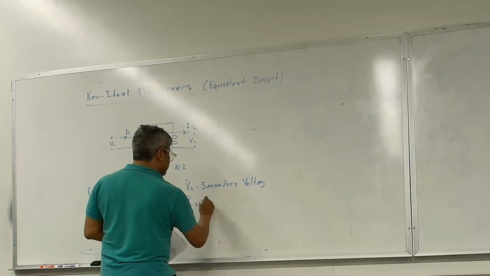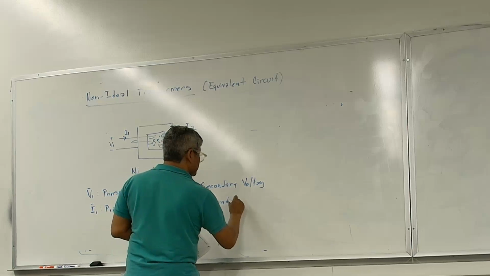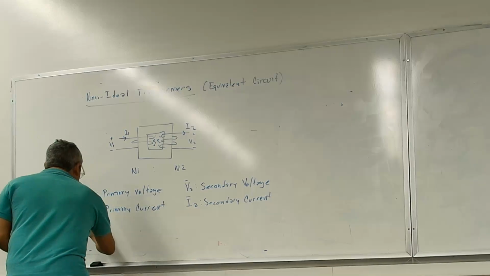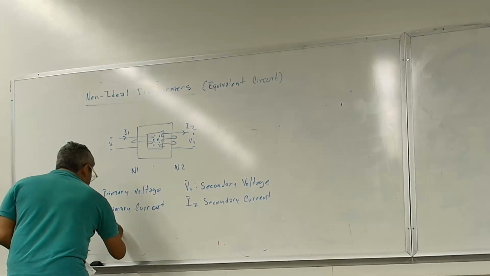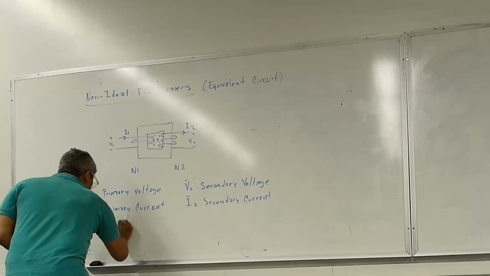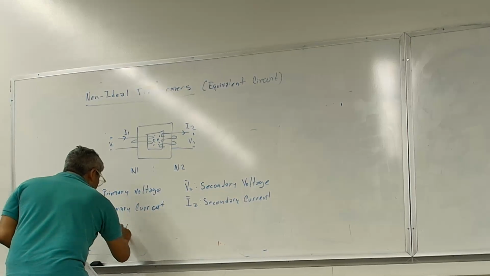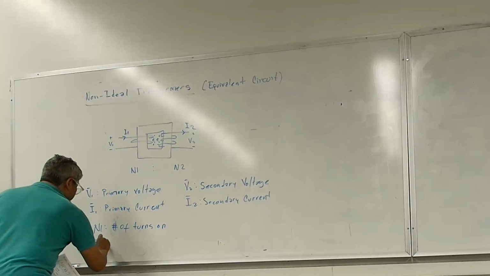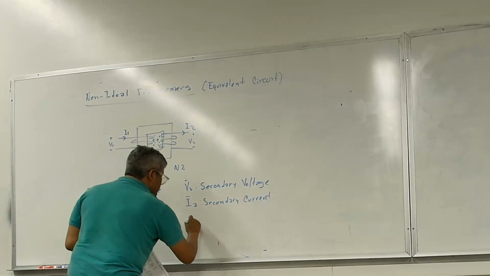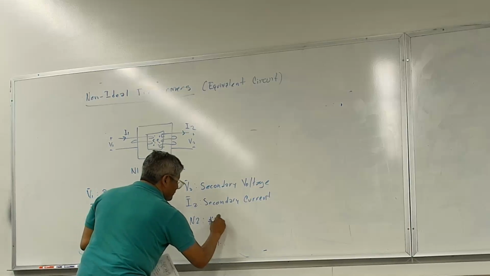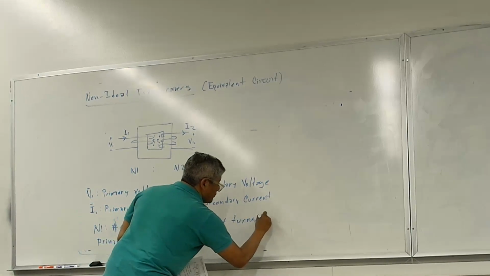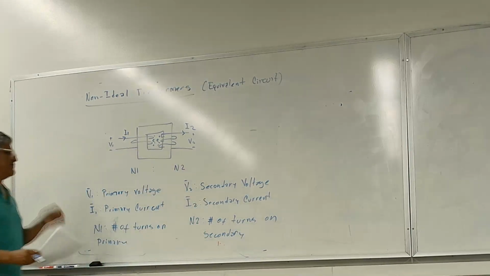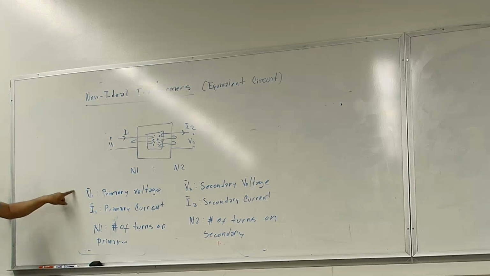I2 is the secondary current. Then we have N1, which is the number of turns on the primary, and N2, the number of turns on the secondary. Nothing changes from the ideal transformer as far as the nomenclature.